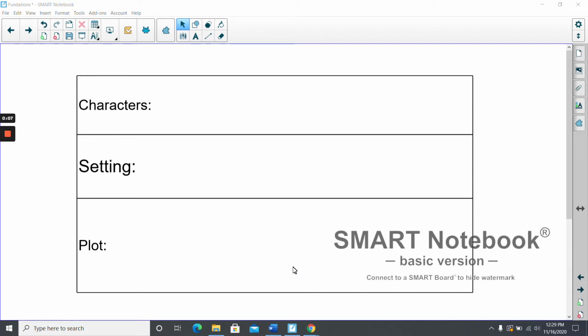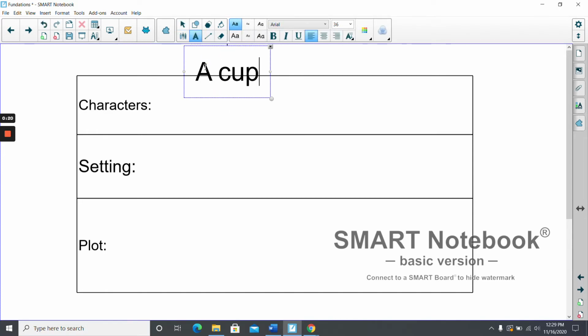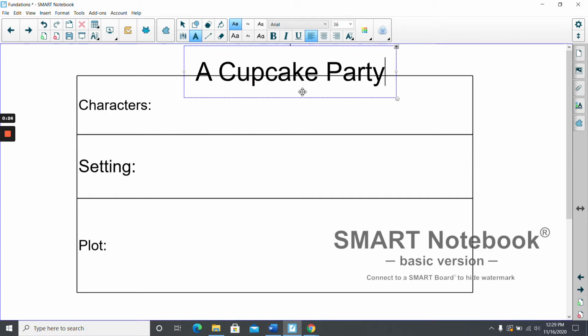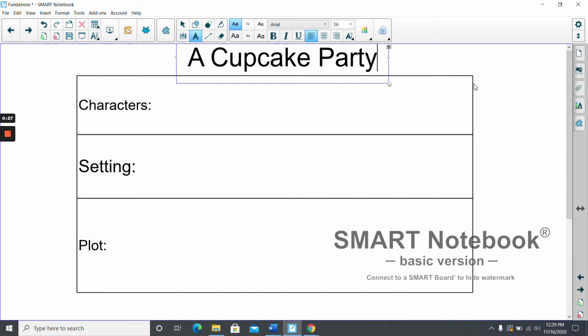I want you to just watch and kind of follow along how I'm going to fill in this story structure chart. So we have up here at the top the title of our story, which is obviously A Cupcake Party. Let me go ahead and add that at the top. And we read that yesterday.